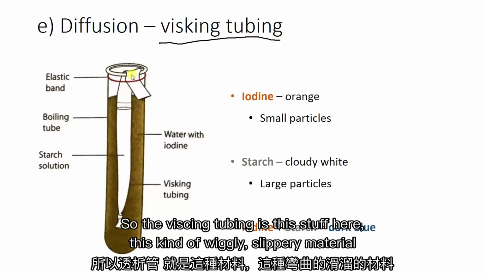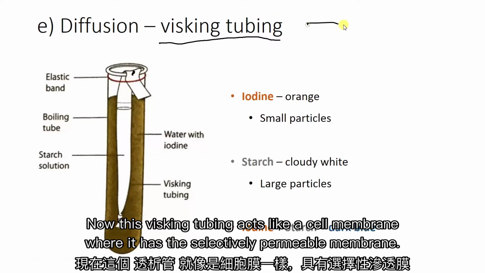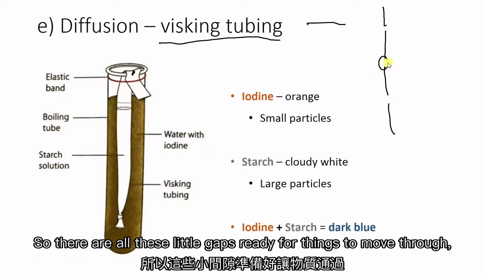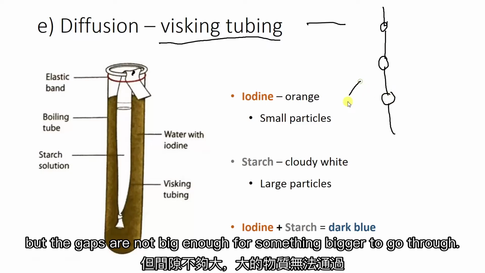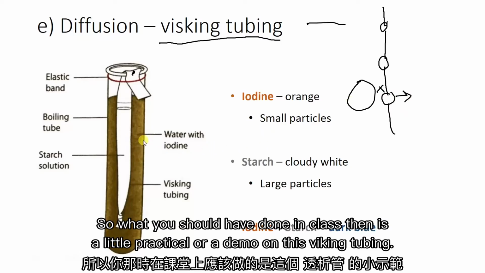So the Visking tubing is this stuff here, this kind of wiggly, slippery material that you can put solutions in and then see what happens with diffusion. Now this Visking tubing acts like a cell membrane, where it has this selectively permeable membrane. So there are all these little gaps ready for things to move through, but the gaps are not big enough for something bigger to go through. So that could not come in, but this one could. Okay, so remember that.